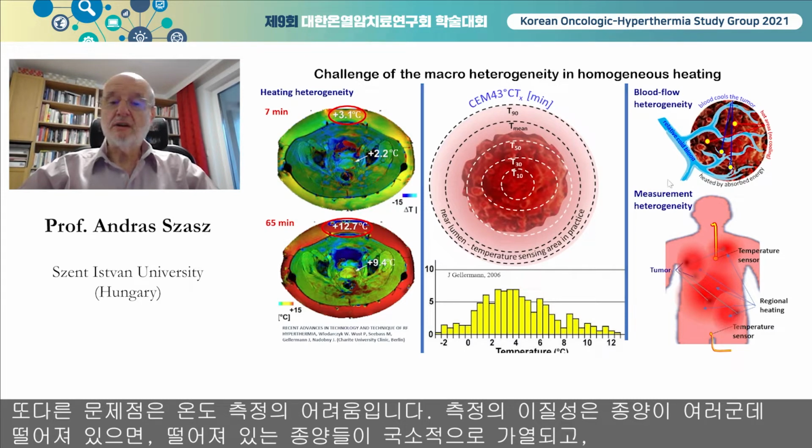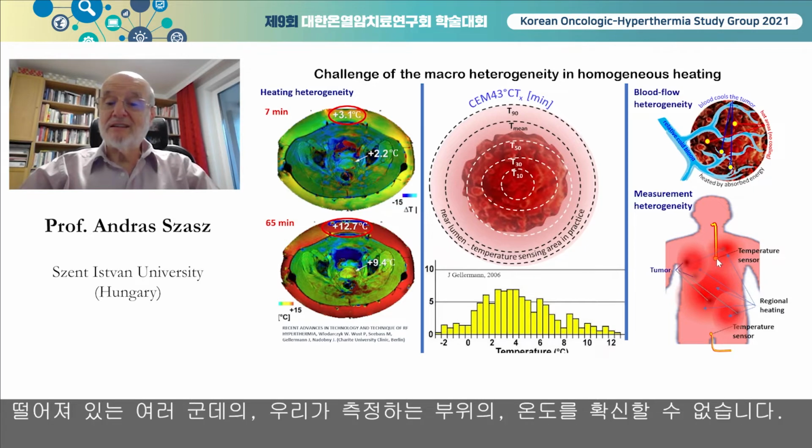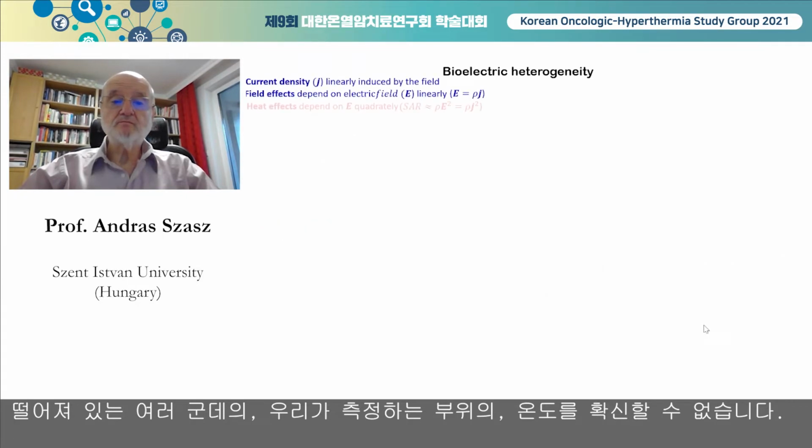Why is it so? Because if we have different tumors, they are heated regionally, but invasive temperature measurement cannot be done at all points of the region, so we use non-invasive temperature sensors in the lumen or cavities, and these are far away from the real tumor. Depending on the hotspot and other things, we cannot be sure what temperature we are really measuring.